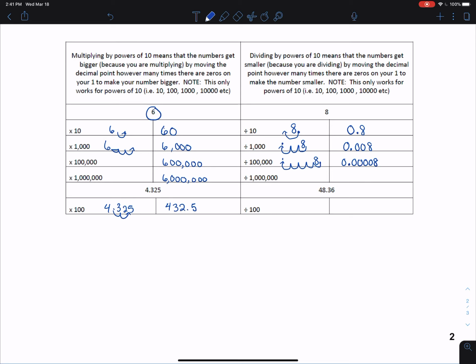For 1 million, when I'm dividing by 1 million, I need to bump 6 spaces to the left for the 6 zeros. So 1, 2, 3, 4, 5, 6. And that gives me 5 zeros after my decimal point, and then an 8. If I'm dividing this 48.36 by 100, I need to go 2 spaces to the left, so I'll end up with 0.4836.